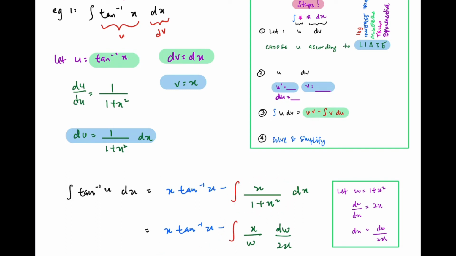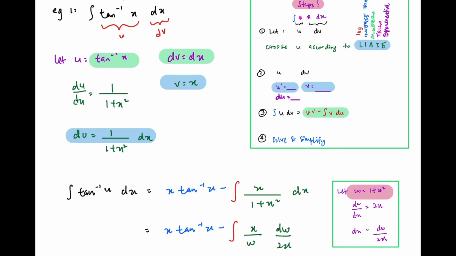We can see that this is the integral of x over 1 plus x squared. So we need to use the substitution method. How should we do this? Let w be equal to your denominator, 1 plus x squared. Let's differentiate. dw over dx is just 2x. And then dx is equal to dw over 2x.